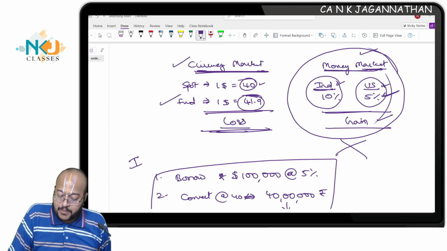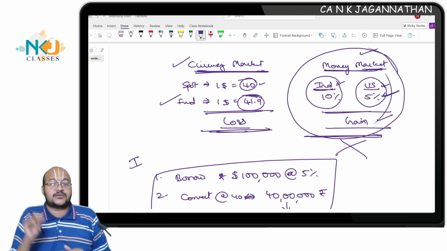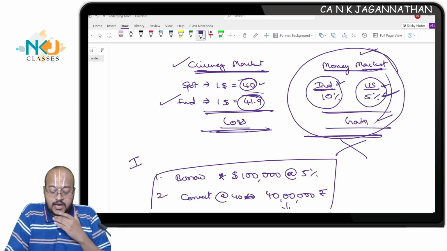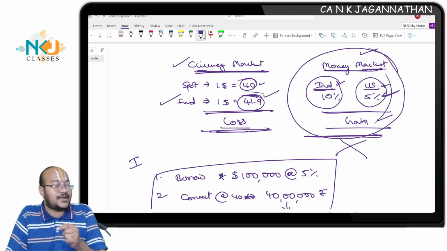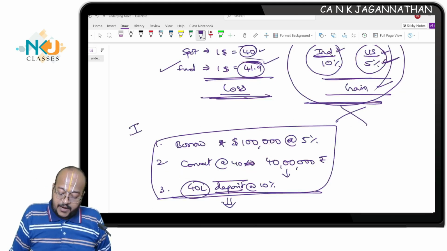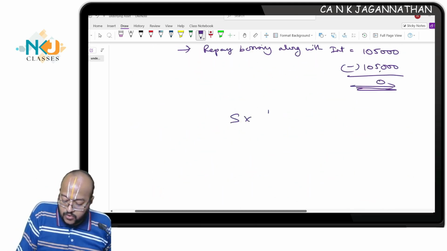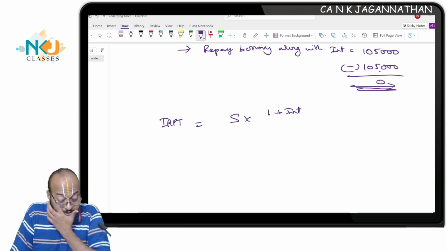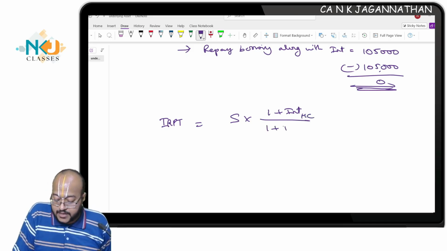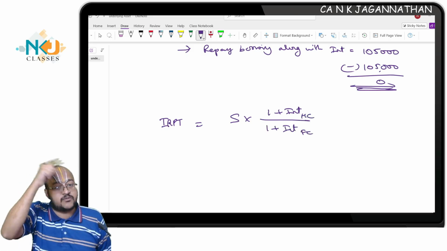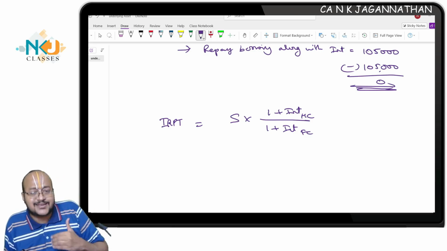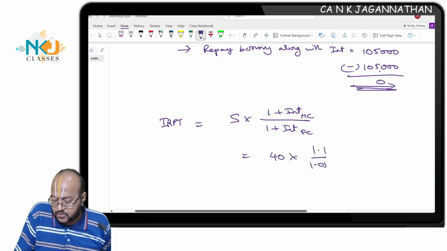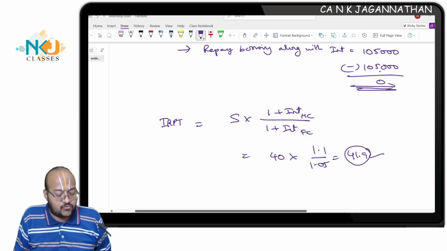The price at which these two exactly offset is called the interest rate parity price, which we found in the exchange rate forward rate. The 41.9 is nothing but the IRPT forward, the interest rate parity forward. What is IRPT forward? It is spot into 1 plus interest rate of home country divided by 1 plus interest rate of foreign country. There it was inflation in the case of purchasing power parity. Here it is interest rate. If you substitute, you get the same number: 40 into 1.1 divided by 1.05, which is 41.9. Are you all understanding the importance of it?